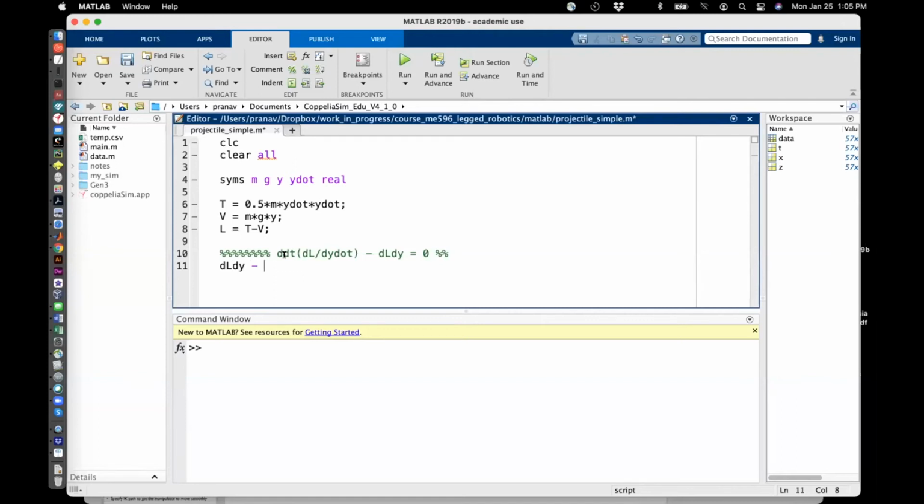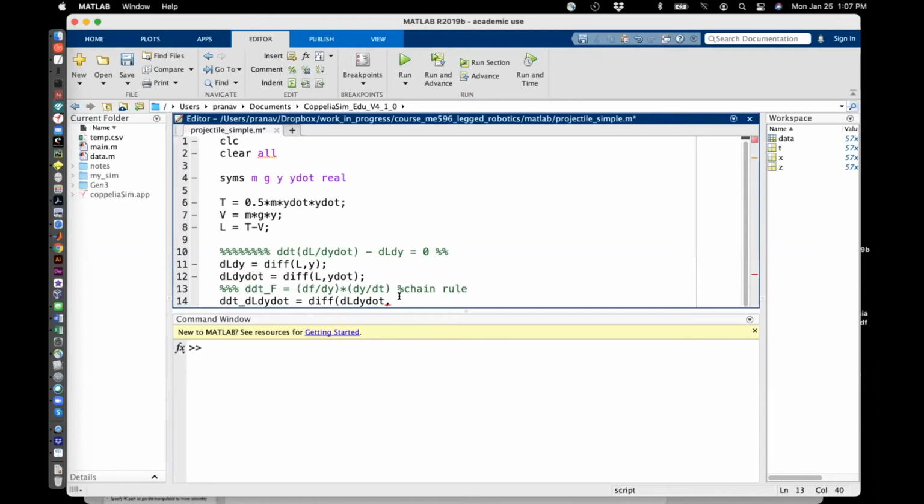So dL/dy equals, here I need to take the derivative of L with respect to y. Next I need dL/dy dot, the derivative of the Lagrangian with respect to y dot. Then I need d/dt of dL/dy dot, which is the derivative of what I have here with respect to time. Now if I want to do the differentiation with respect to time, I have not defined time. So the way you define this is d/dt of any variable, let's say f, is defined as df/dy times dy/dt. That's basically the chain rule.